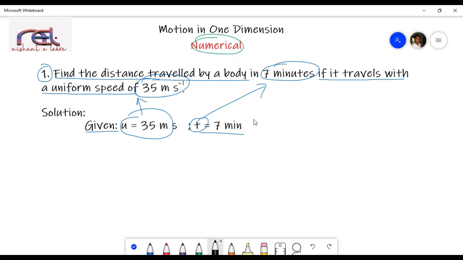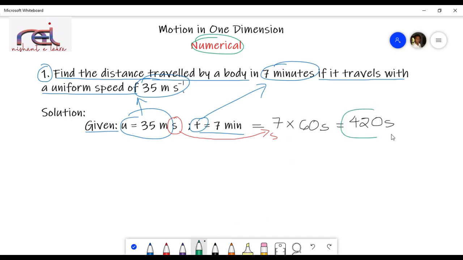Now you see there's a difference here. The uniform speed is in meter per second and time is given in minutes. So what do we have to do? We have to convert minutes to seconds. Okay, so we will be converting 7 minutes to seconds. And how will we convert it? By multiplying 7 with 60, because 1 minute is equal to 60 seconds. So 7 into 60 seconds will be how much? It will be 420 seconds.